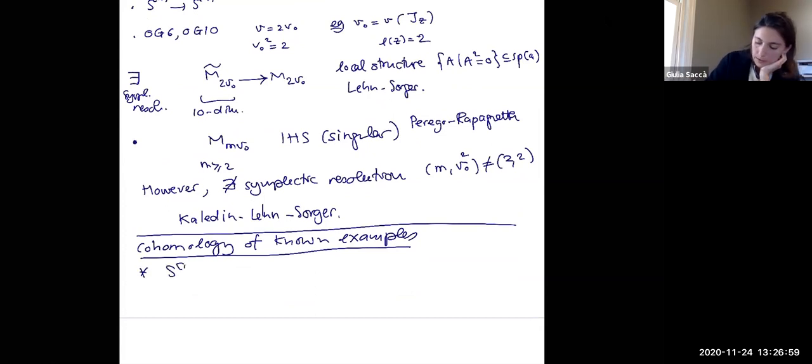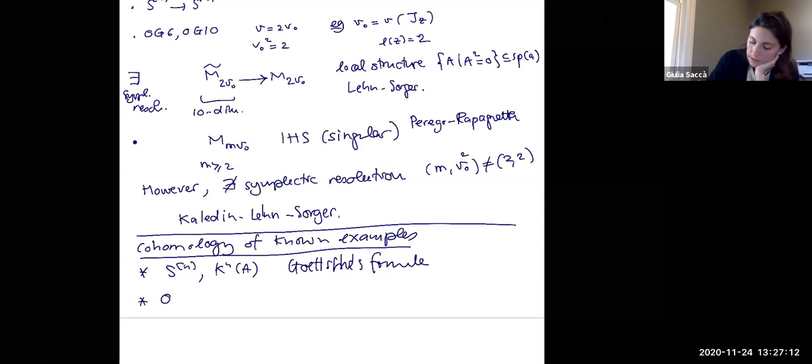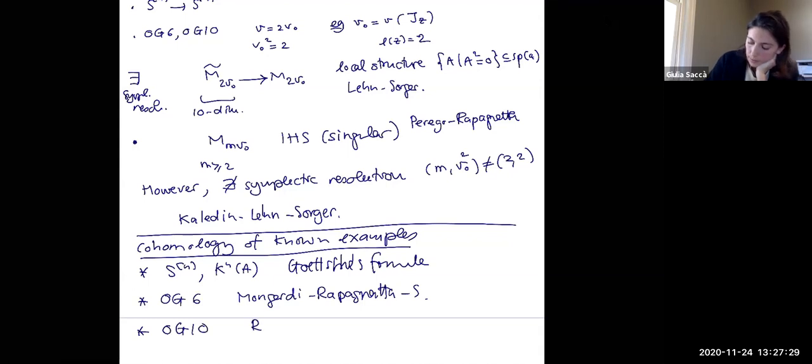The cohomology of Hilbert schemes and generalized Kummer varieties is known thanks to the Göttsche formula. For O'Grady 6, it was computed in a joint paper with Mongardi and Rapagnetta. And for O'Grady 10, it was in a joint paper with de Cataldo. Sorry, I mean Rapagnetta and myself.